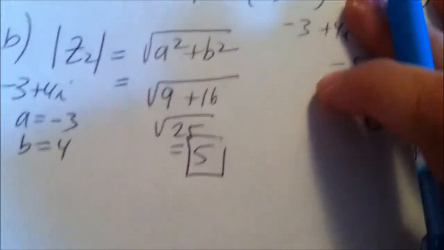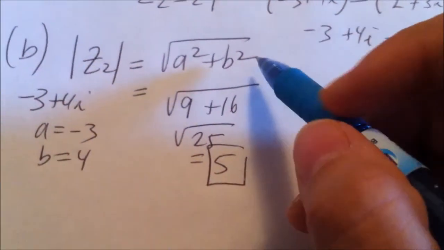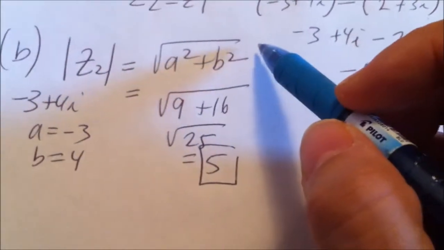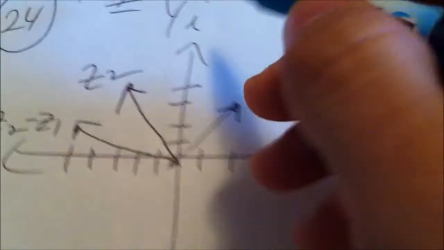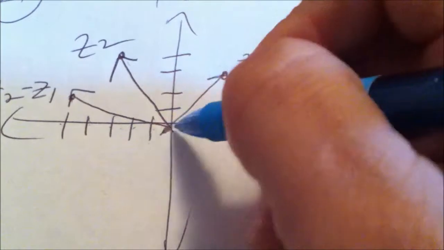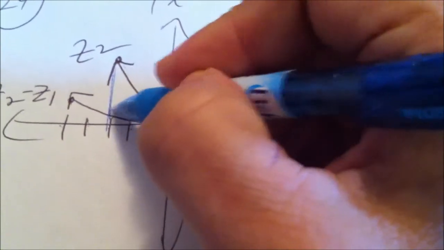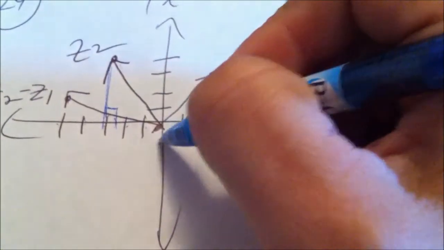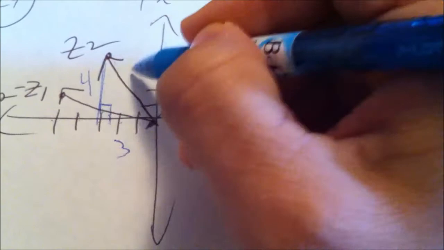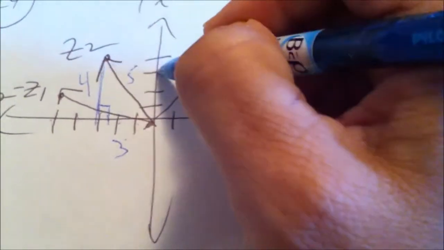Now the absolute value of Z2 just means find the length of Z2. If you don't remember this formula, it's okay. You could have gone to Z2, dropped a perpendicular here, and used, well, I wouldn't do it on the graph, of course, I don't want to mess your graph up, but if I dropped a perpendicular here and used the Pythagorean theorem, I could have gotten this length. This is 3, this is 4, and you know this is going to be 5, doing a 3, 4, 5 triangle.